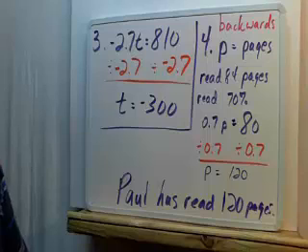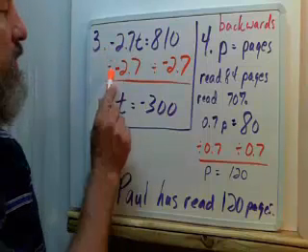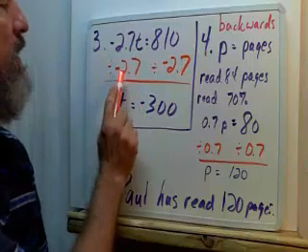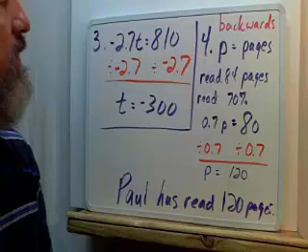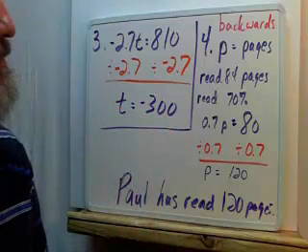Problem number 3. Negative 2.7t equals 810. Divide both sides by the opposite of the multiplication. Divide by negative 2.7 on both sides, and we end up with t equals negative 300.